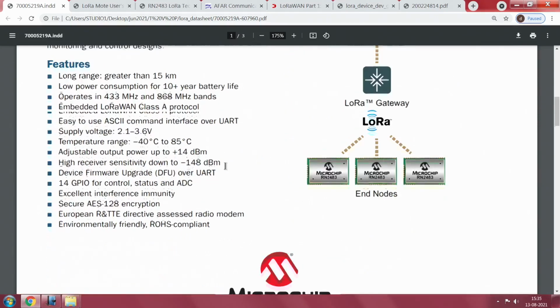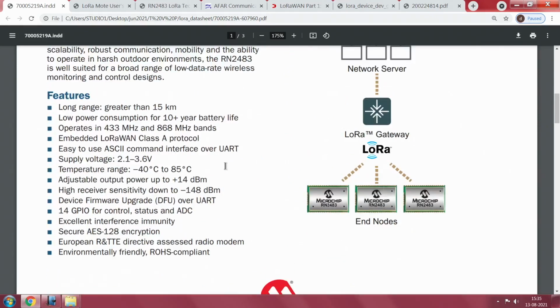What does it have here? It says long range, greater than 15 kilometers, it can give you. So our computation is now trivial because we know the basic expression, and we know how to substitute the values in order to get the range. So let us see what all it does. 15 kilometers, and the thing we have been harping about, 10 plus years of battery life, is here. It operates at different frequencies. Let us take 868 if we are interested.